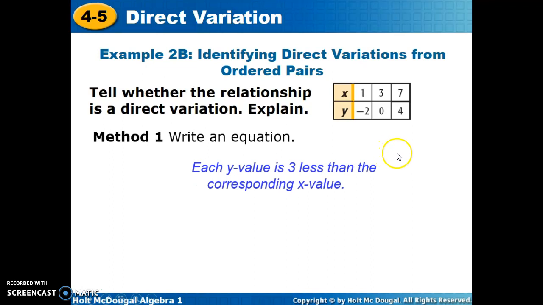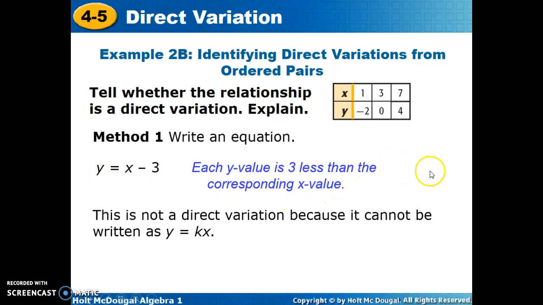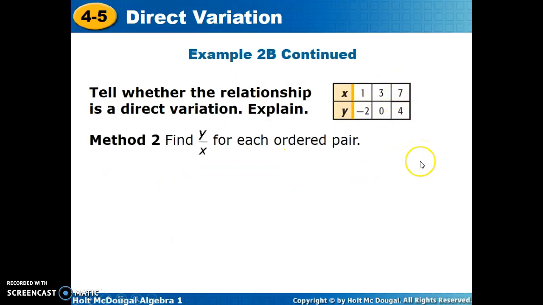We can write the equation then, because we know it's in the form y equals kx. Let's look at this one. If we take the value, negative 2 over 1, that's negative 2. 0 over 3 is 0, and 4 over 7 is 4/7. We do not have a constant ratio. We can see that if we take the x value and subtract 3 each time, we get our y value. Therefore, it is not in direct variation.